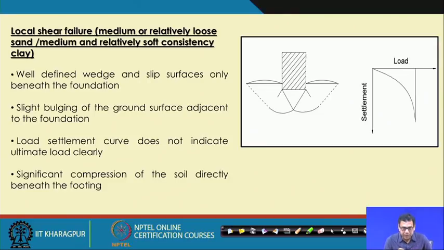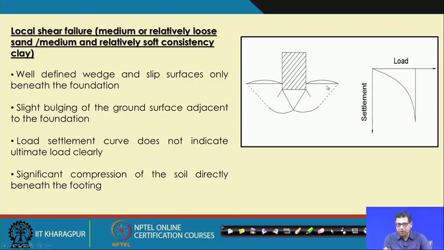Now, what are the characteristics of local shear failure? This local shear failure may happen for medium or relatively loose sand, or medium or relatively soft consistency clay. If you look at this failure and the load settlement curve, the failure surface is well defined, but only below the footing zone, because outside the footing zone the failure surface is not well defined. So the slip surface is well defined only beneath the footing, and the bulging that occurs is not significant as compared to the general shear failure.